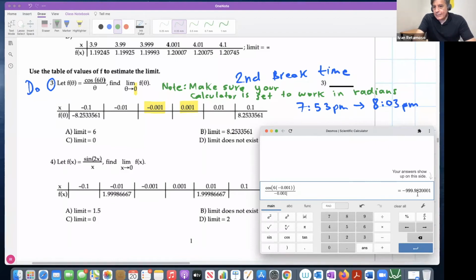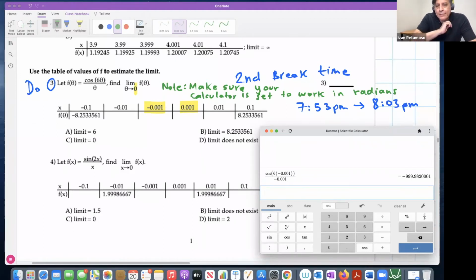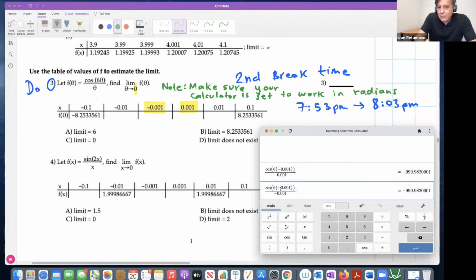I got this value, negative 999.98, right? Now I need to do another computation. I hit enter. I need to do the same computation, similar. It's just that the input value now doesn't have this negative sign, right? It's 0.001. So let's copy and paste this here, and let's just remove the sign. That's all it takes. And you see this, right?